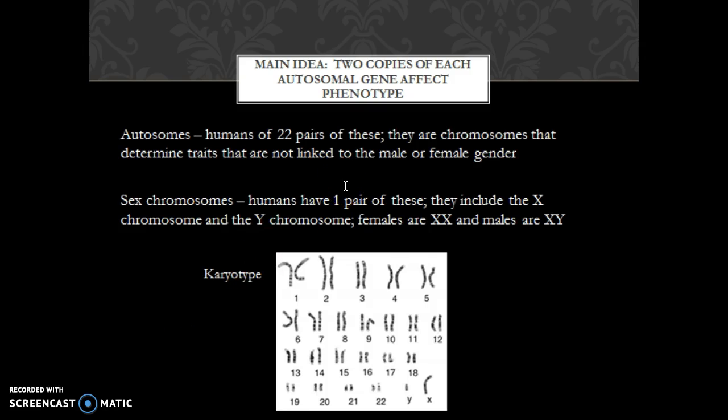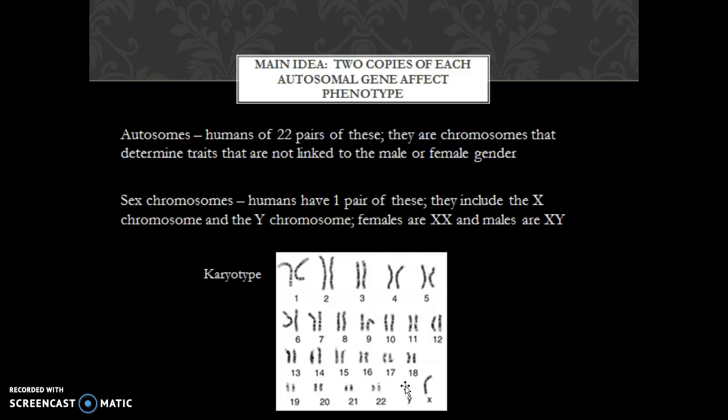So the first section in 7.1, the main idea is that 2 copies of each autosomal gene affect the phenotype. So I want to go back and revisit the karyotype we looked at in chapter 6, and we lay out all of the chromosomes in our cells side by side in pairs from longest to shortest. These pairs of chromosomes are homologous. That means that if this one right here we got from mom, there's a matching one right here that we got from dad. That is true for all of these except for the last pair of chromosomes, which would be our sex chromosomes. In this case, we're looking at a male because we have an X chromosome and an itty bitty Y chromosome. So that's how we know that this is male.